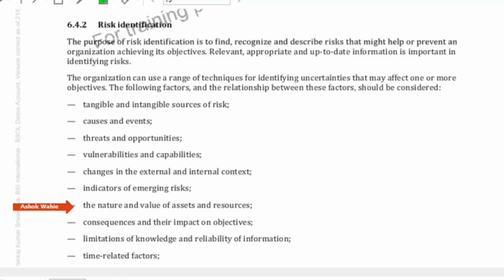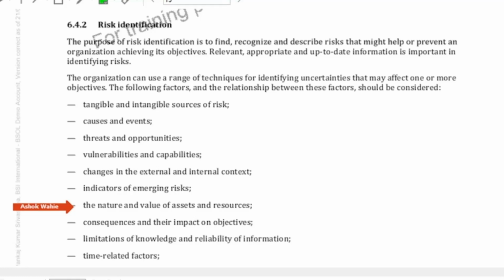Then we also have to consider the consequences and their impact on objectives. What is the definition of risk? Effect of uncertainty on objectives. So what is the consequence of this uncertainty, and how does it impact achieving the objectives? For example, loss of sensitive client data due to a weak firewall. The loss of this client data is a consequence. Now, what is the impact? Resulting in legal penalties, or resulting in non-compliance to GDPR regulation. So you have to completely describe the risk.